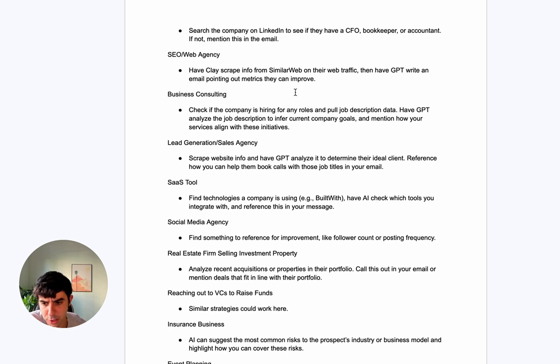And then you can get all the information around what is the job description, what do they say there, right? So you can check if the company is hiring for roles, pull job description data, and then you can have GPT analyze the job description to infer the current company goals and mention how your services align with these initiatives, right? So you could literally say, hey, pull the job description from the roles they're hiring for, and then tell me what you think the company's priorities are based on these job descriptions. Like, why are they trying to hire these people, right? And then you can tie that into, okay, how our service aligns with those company goals.